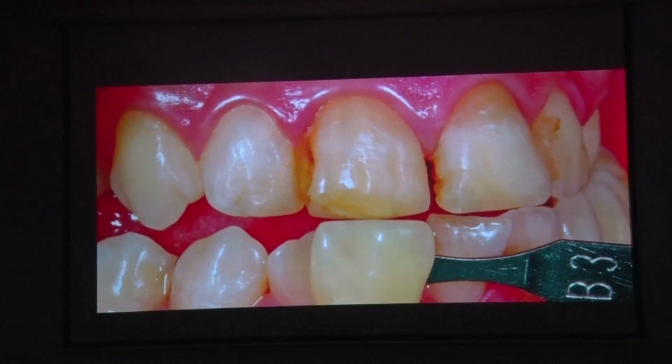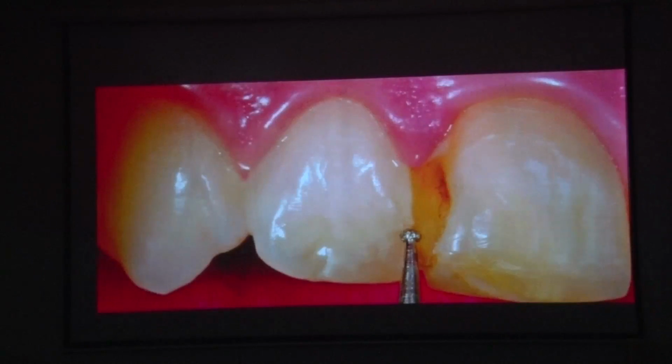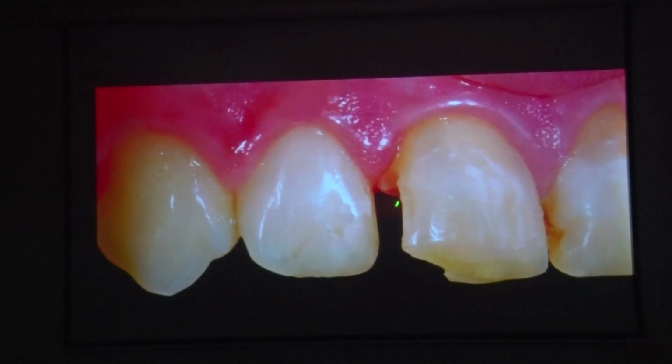For such a case, what do you have to do? First do the shade matching. If you're using a tab, place it the same way as I told you. Take a small round burr, remove the old restoration. The moment you remove the old restoration, see there is no preparation whatsoever. Now try and analyze at this point of time. See, this is what is very important. Doing composite restoration is not a big deal, but planning is very important.